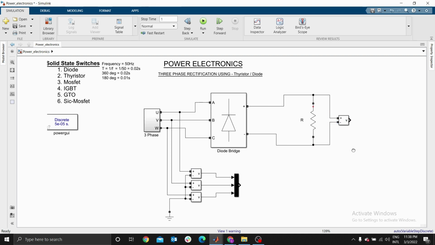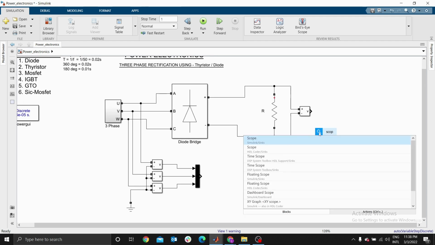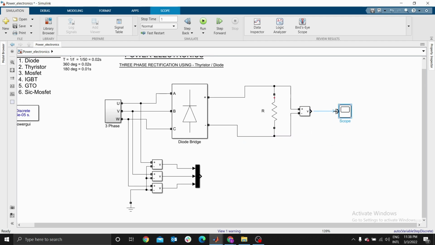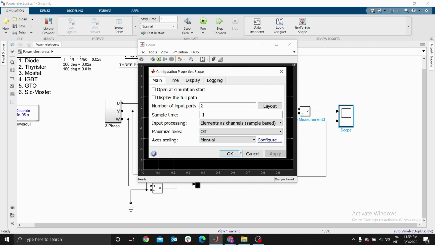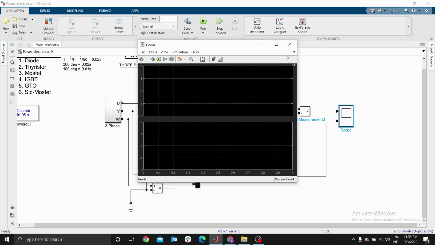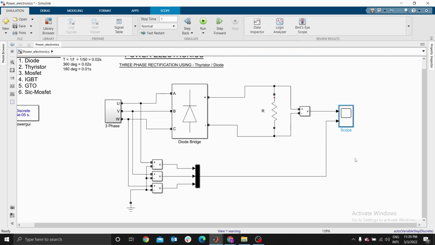Like that. Then I need a scope. These are the 3 phase, our load, our measurement. Double click the scope as usual. We need 2 graphs. I'm not going into deeper detail because now you know a lot. Therefore, I'll just be illustrating something new. Let's first run and see what happens.